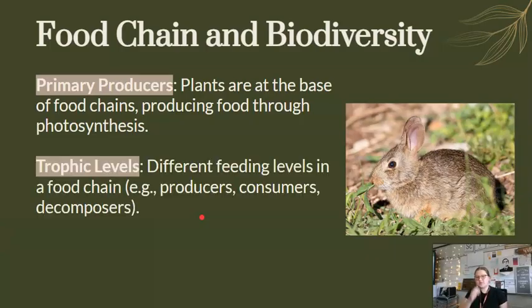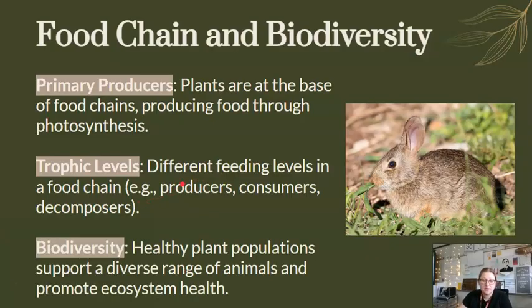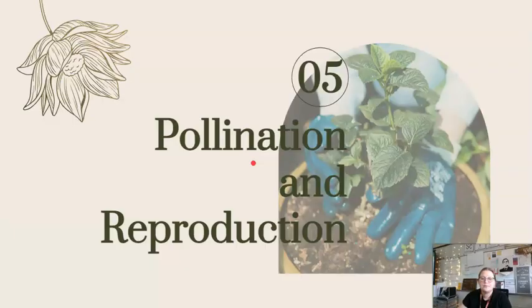So trophic levels are different feeding levels in a food chain. The different levels are producers, consumers, decomposers. There's multiple levels of consumers as well, but plants are always going to be our producers. And then biodiversity: healthy plant populations support a diverse range of animals and promote ecosystem health.